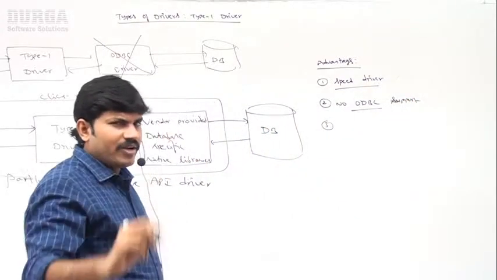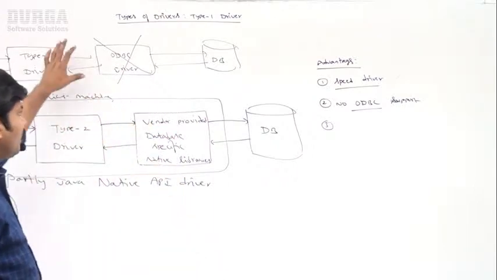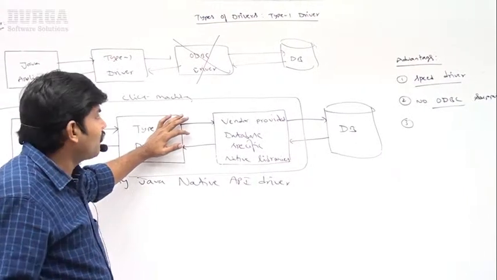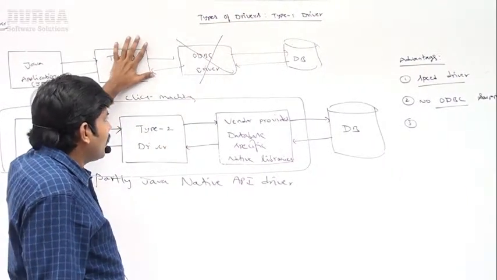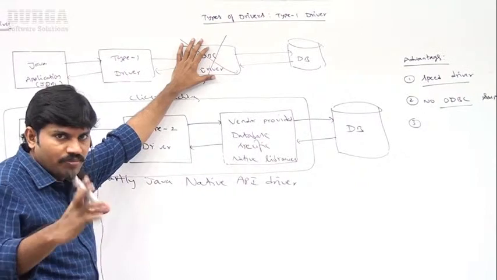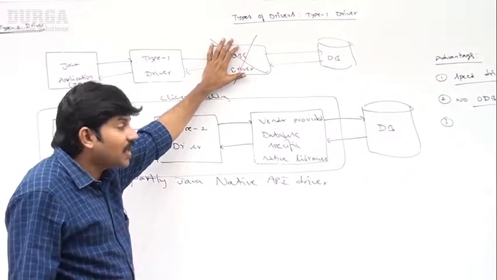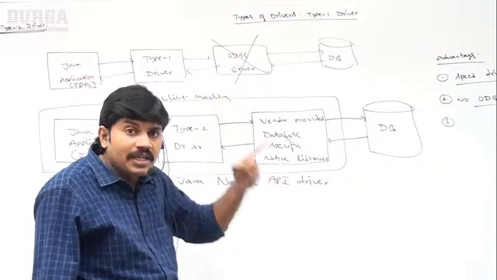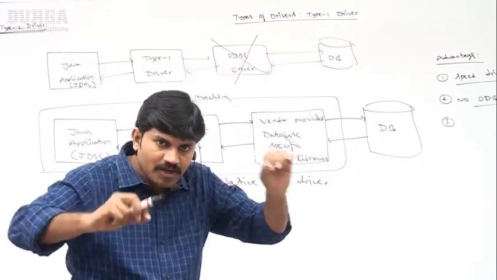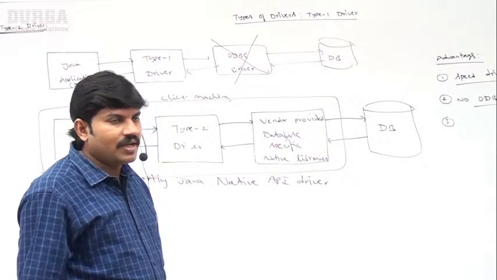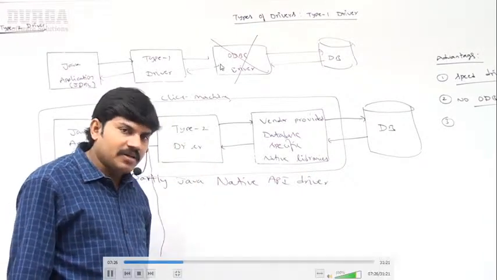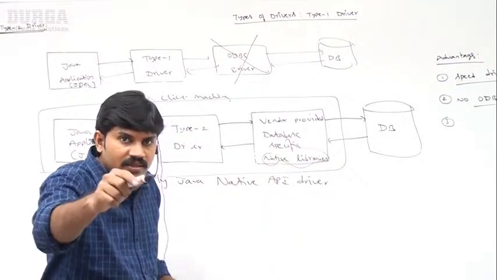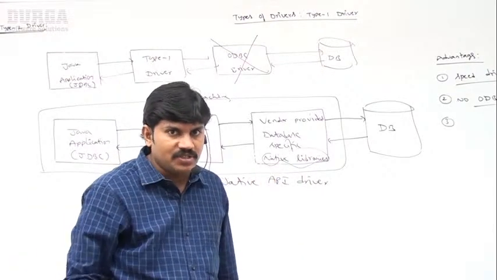Next, another advantage is also there, sir, especially when compared with type 1. The biggest advantage here is, listen very, very carefully, sir. Type 1 internally uses what? ODBC. ODBC, sir, will work only for what? Windows machines. So it is a platform dependent driver. Compulsorily it will work only for Windows. But the type 2 driver is also platform dependent because internally it uses native libraries, and C or C++ are platform dependent languages only.